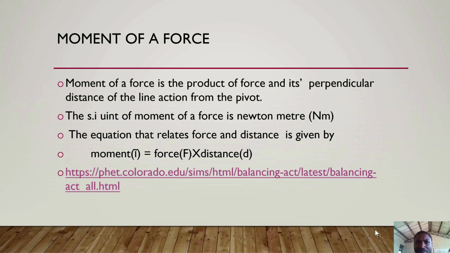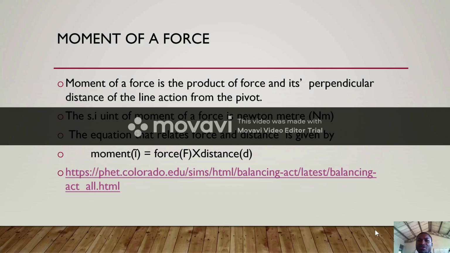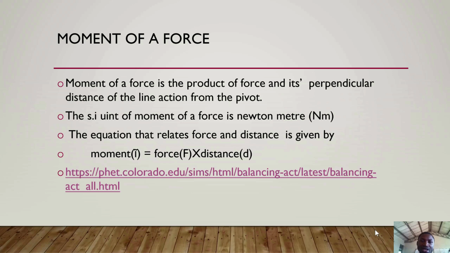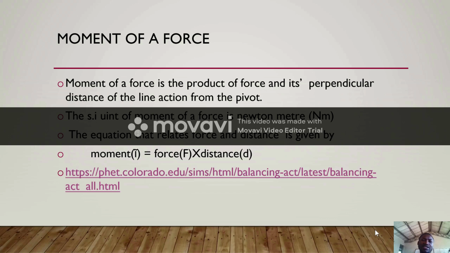The only big difference between a moment of a force and work done is that a moment of a force looks at the perpendicular distance. The distance has to be perpendicular to the force. And the equation that relates the moment of a force, which is denoted by tau in physics, is given by force times the perpendicular distance.